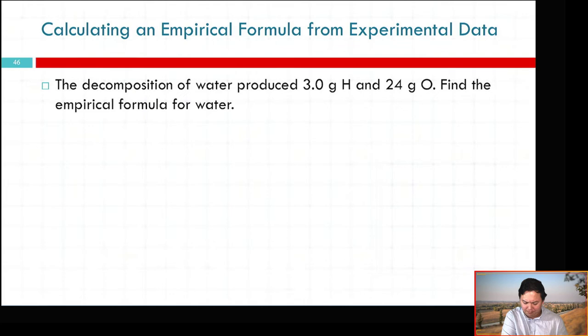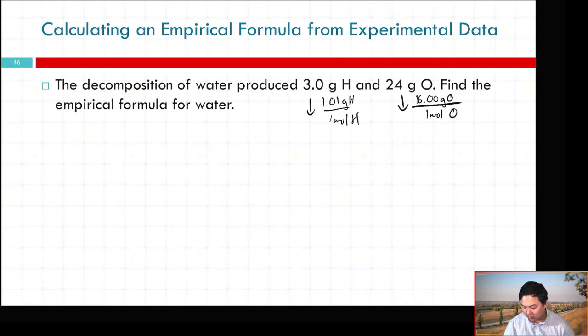Okay. So we've got the masses. Start with our masses, and we want to first convert these into moles. So I'm just going to do that right here. Hydrogen, 3 grams of hydrogen. We know the molar mass of hydrogen is 1.01 grams of hydrogen per 1 mole hydrogen. For oxygen, we have 16.00 grams of oxygen per 1 mole oxygen.